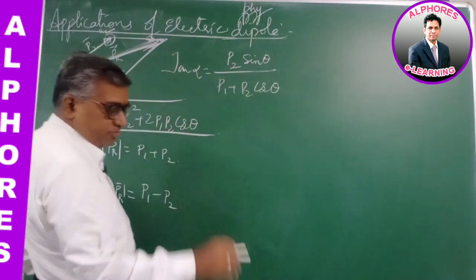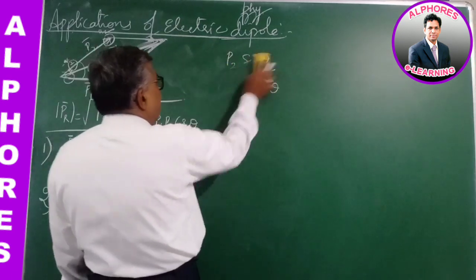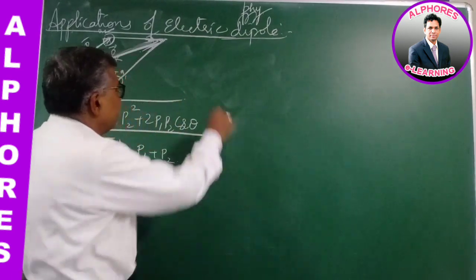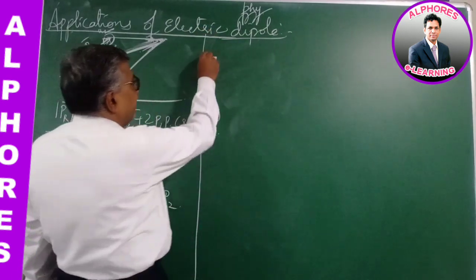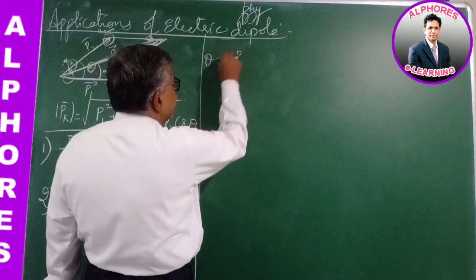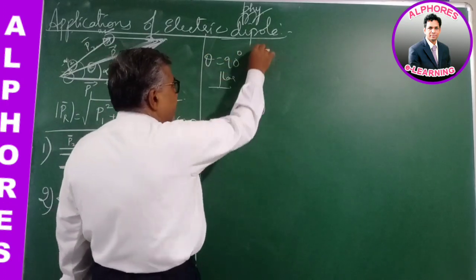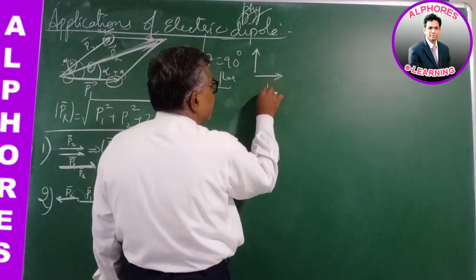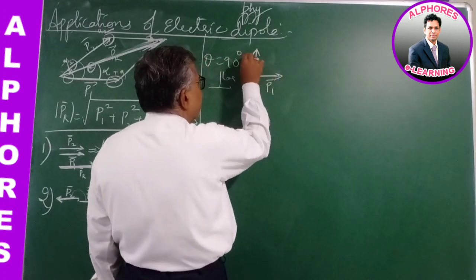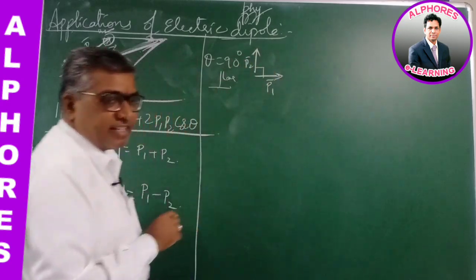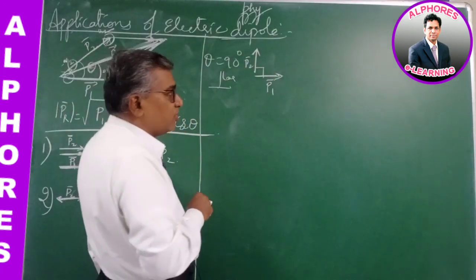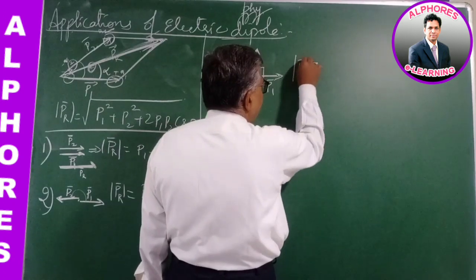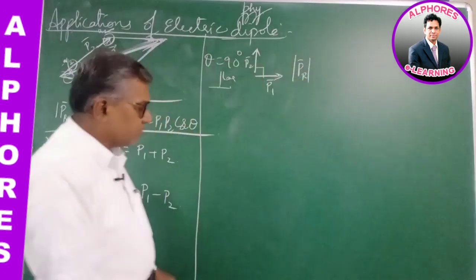Similarly, suppose these dipoles are perpendicular to one another, that is, theta is 90 degrees. One dipole is like this, the other dipole this way. This is P1 bar and P2 bar, at angle 90, a right angle to one another. Then what is the magnitude of the resultant dipole moment?